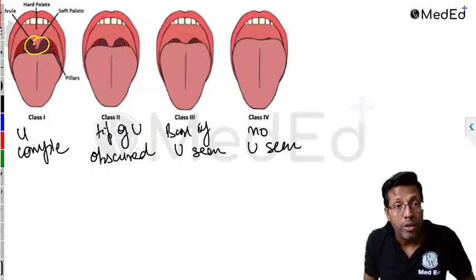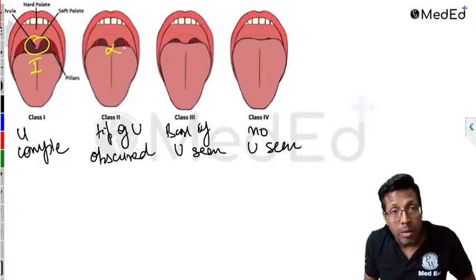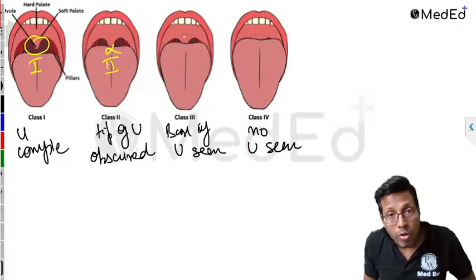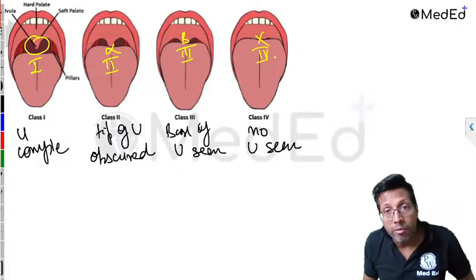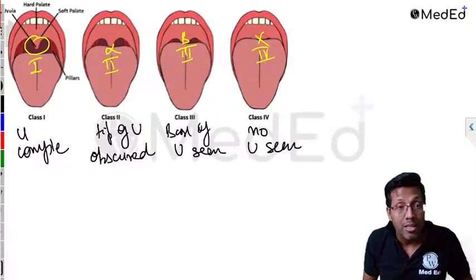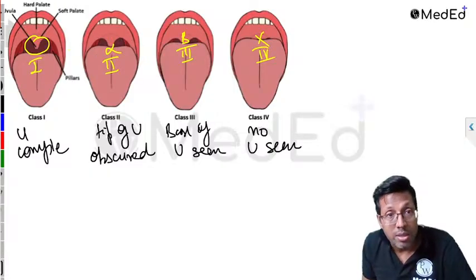If you can see the complete uvula, Mallampati 1. If the tip is not visible, Mallampati 2. If you can see the base of the uvula, Mallampati 3. And if nothing is seen, it is Mallampati 4. Apart from that, what else do you see? So you also get to see this.